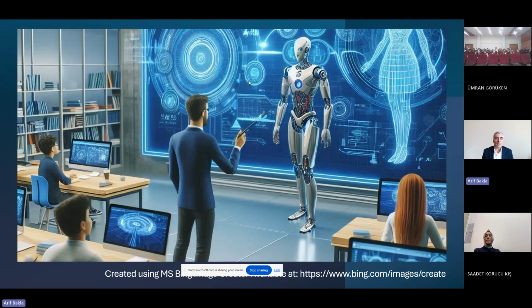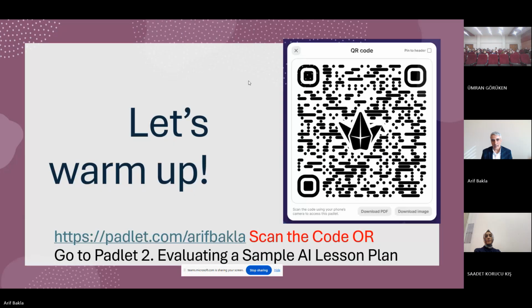And today we will be unlocking the potentials of AI for lesson planning. We will be deep diving into this topic. But before that, I want you to come to my warm-up activity here. Could you please scan this code to go to my Padlet and open Padlet 2, evaluating a sample AI lesson plan?